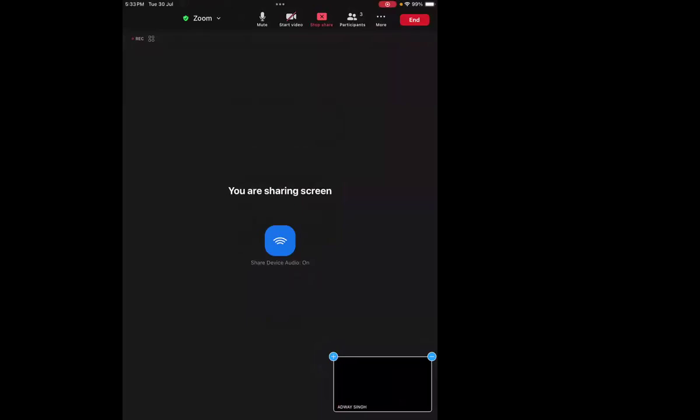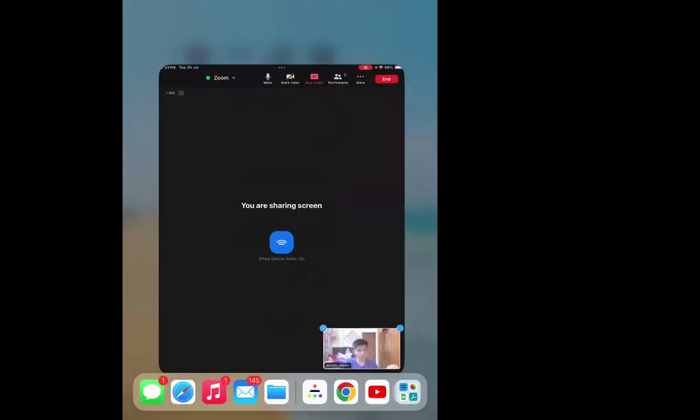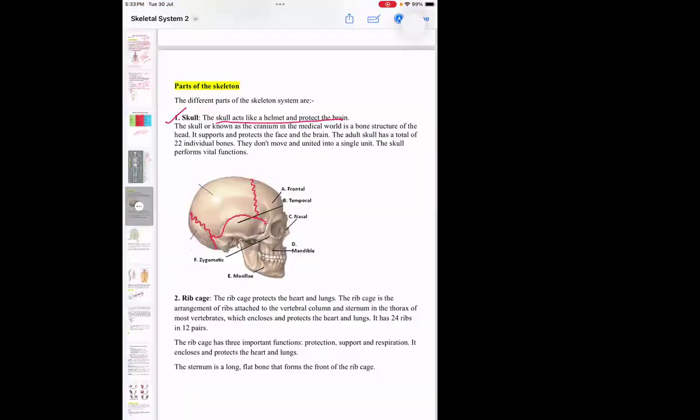Okay. So, during an accident, the brain can start bleeding, internal bleeding will be there. So, to protect our brain, we have to wear the helmet. The skull acts like a helmet and protects the brain. The skull is also known as cranium, very important, and sometimes it is also called a box-like structure.